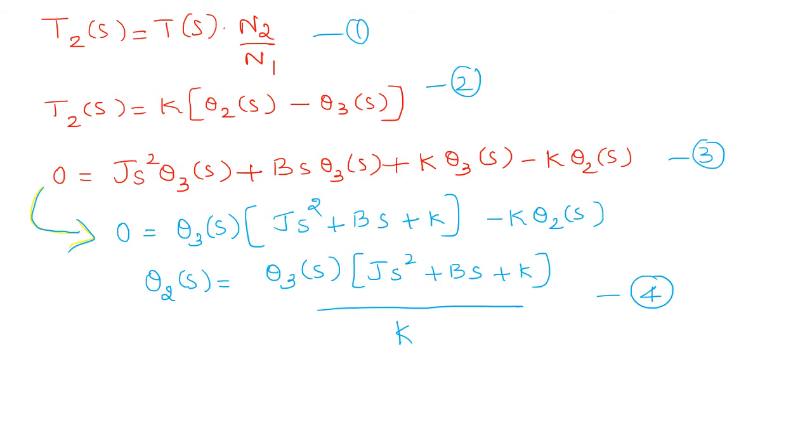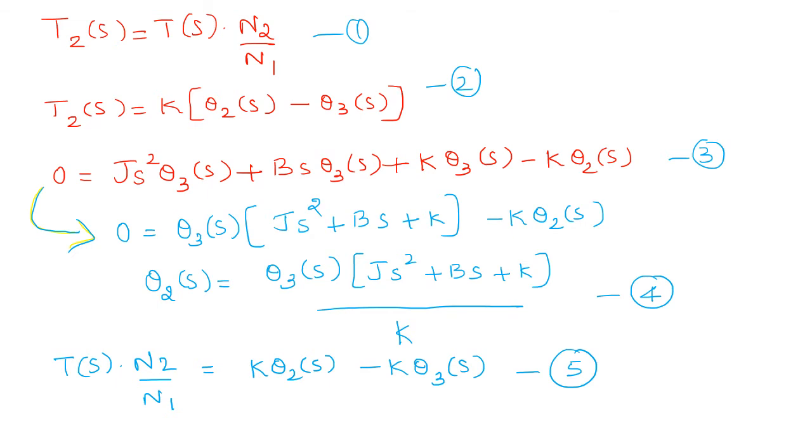So what we get if we equate 1 and 2? T of S into N2 by N1 is equal to K into theta 2 of S minus K into theta 3 of S. From here we need to eliminate theta 2 of S. So this we take as equation 5. The next step would be to substitute equation 4 in equation 5.